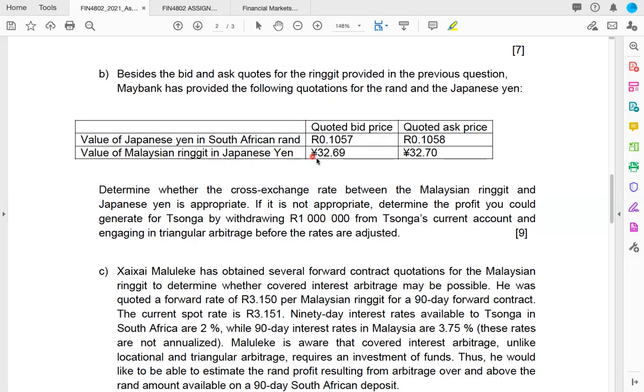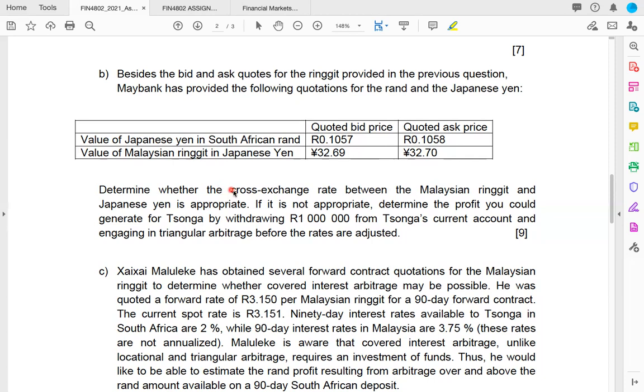And then Malaysian ringgit in Japanese yen. If you want to buy a Malaysian ringgit using Japanese yen, it will be 32.70 yen. And if you want to sell a Malaysian ringgit to Maybank so that they give you yen, they will give you 32.69 yen for each Malaysian ringgit. So again, there's a bid-offer spread. The bid price is always less than the ask price.